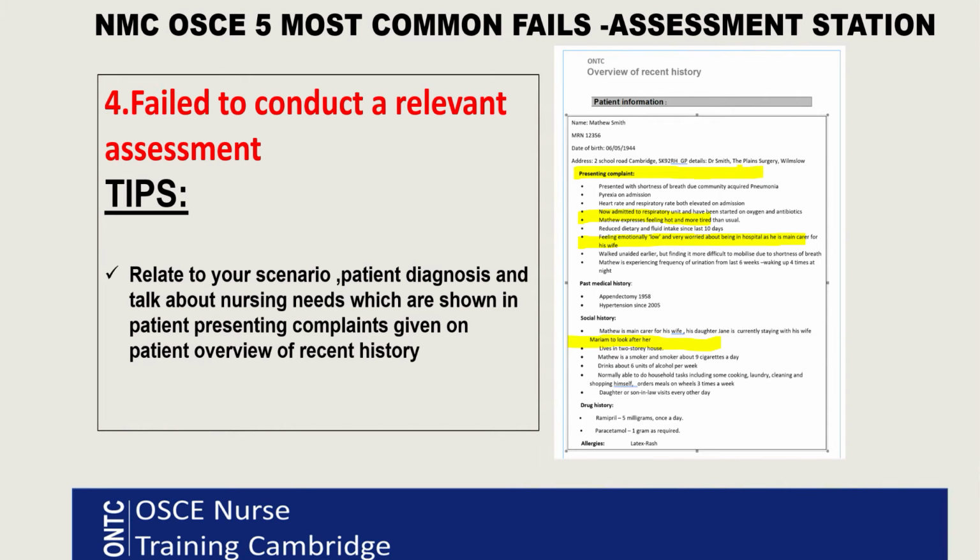So the overview history form is there to help you, so use it to help you, and make sure that whatever you discuss with your patient is relevant, is in the admission in that form. Okay, and you got the real actor there, ask them as well. So that's really important that you go into relevant assessment, relevant nursing needs according to patient scenario, diagnosis, and reflecting that you have read your patient overview history form. That's the whole purpose of giving you that form.